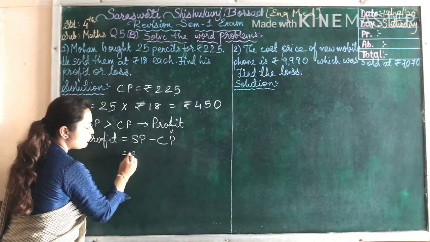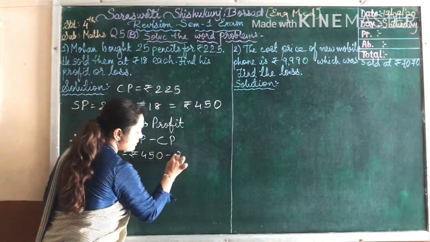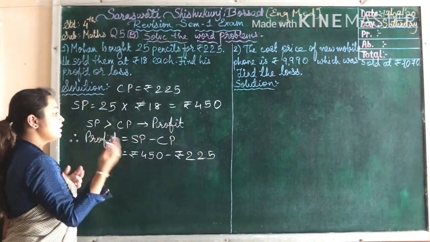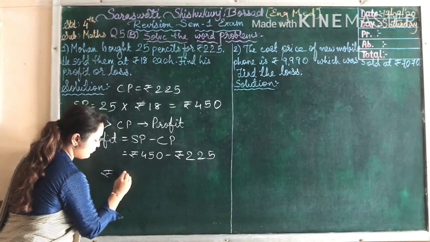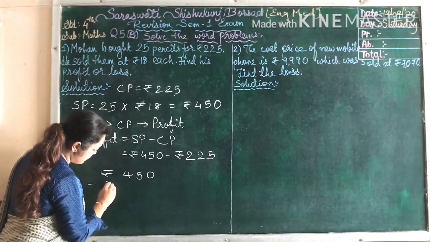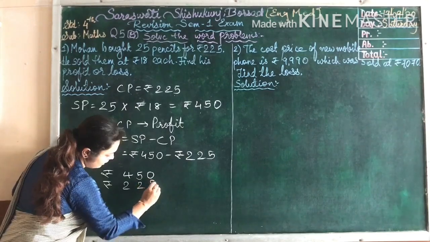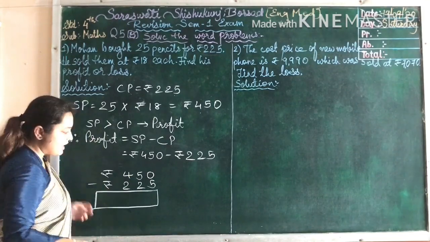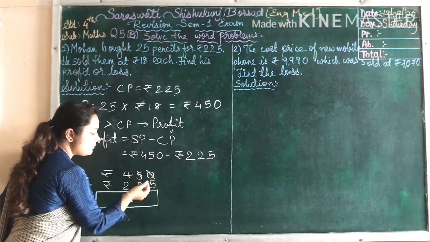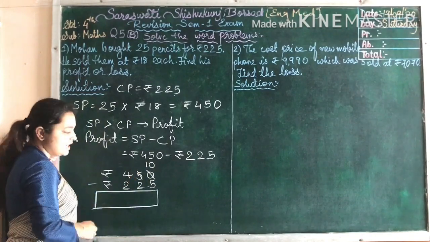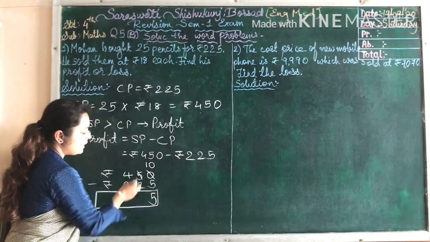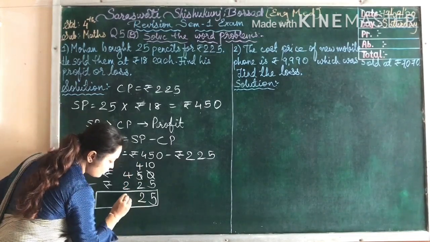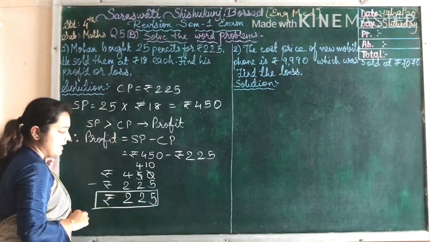Let's keep its value. Rupees 450 minus rupees 225. Now we have to do here subtraction. Rupees sign 450 minus rupees 225. 0 minus 5, it's not possible, right? So we will take one borrow from 5. So it will become here 10. 10 minus 5, 5. Here it remains now 4. So 4 minus 2, 2. Here rupees sign.